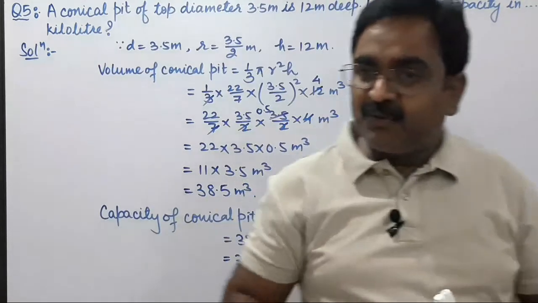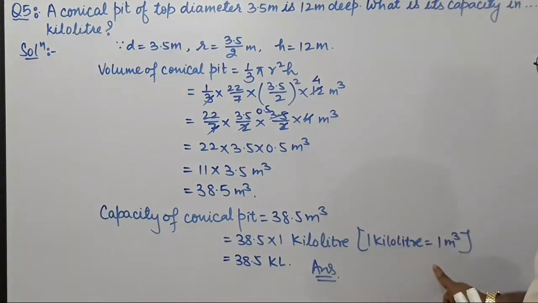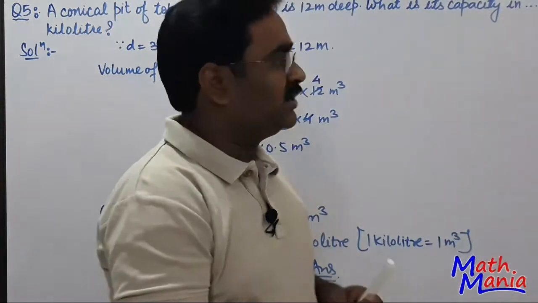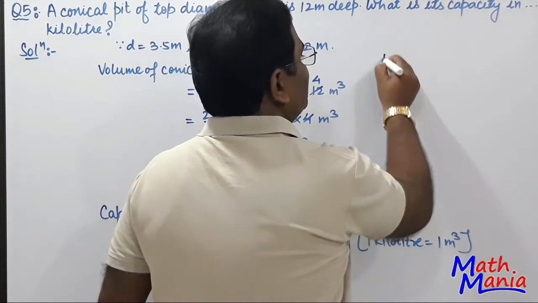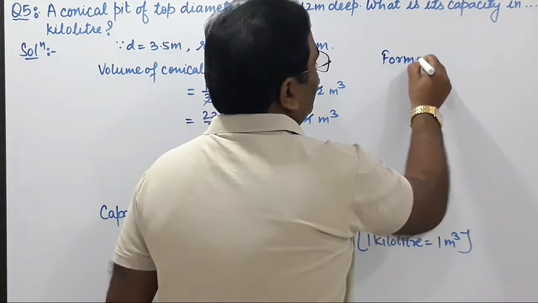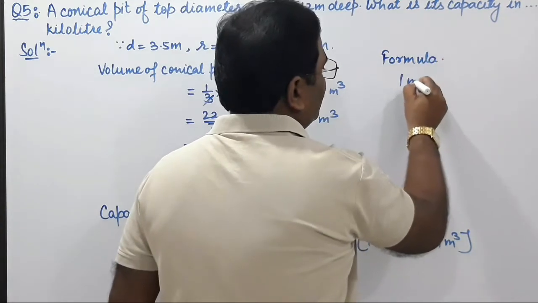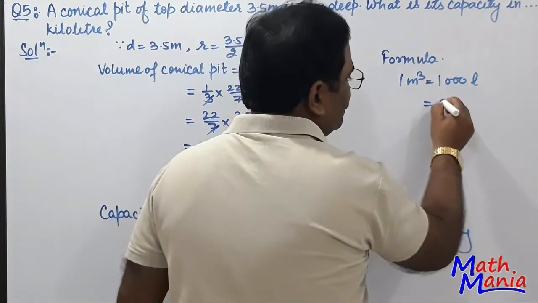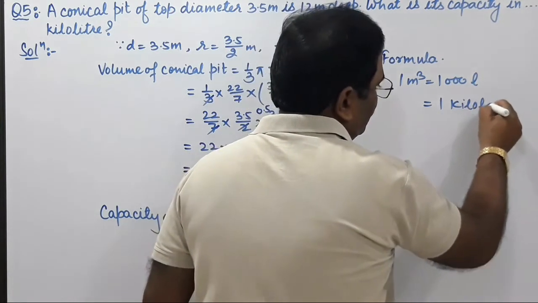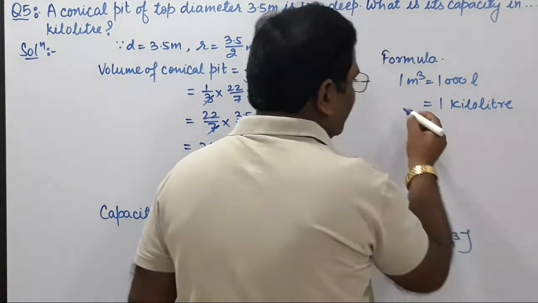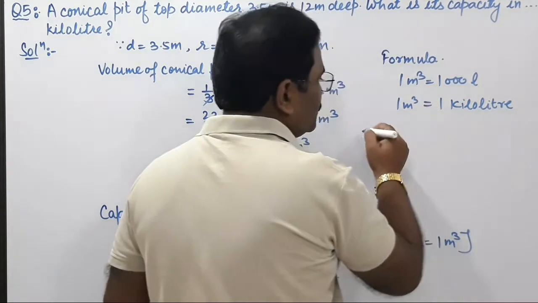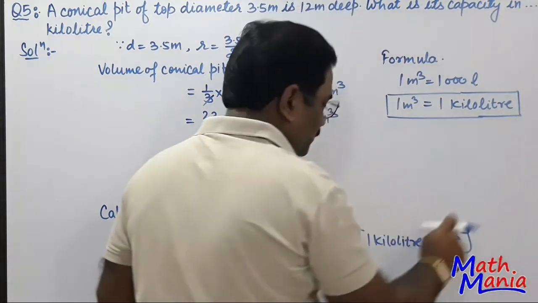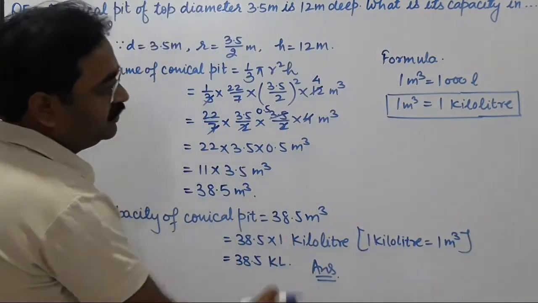So keep this formula in mind. First of all, 1 kiloliter is equal to 1 meter cube. Actually, 1 meter cube is equal to 1000 liter, and this 1000 liter is also known as 1 kiloliter. Right, friends? We have used this as a formula to convert this meter cube into kiloliter.